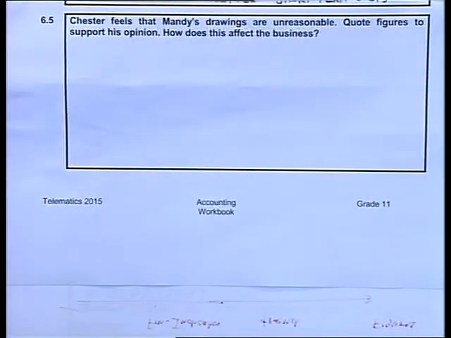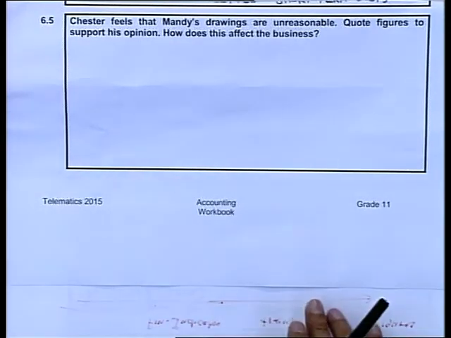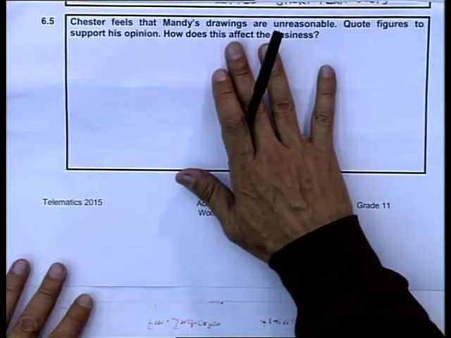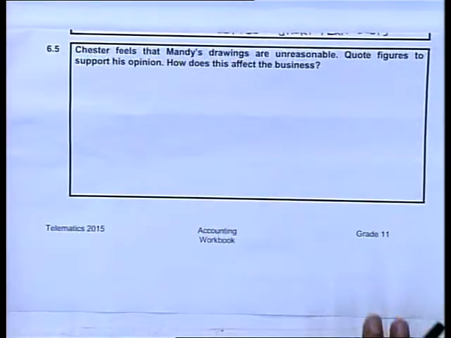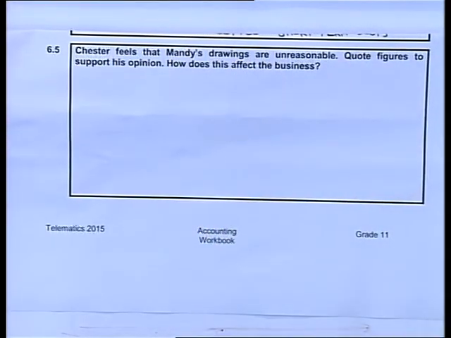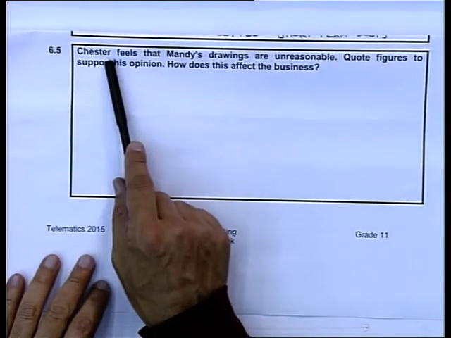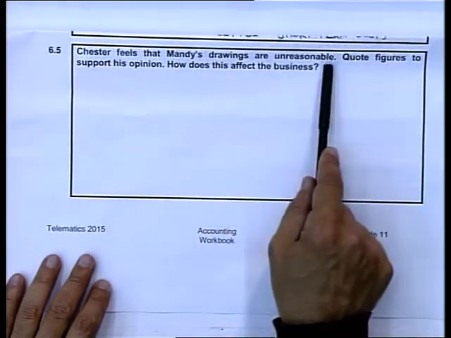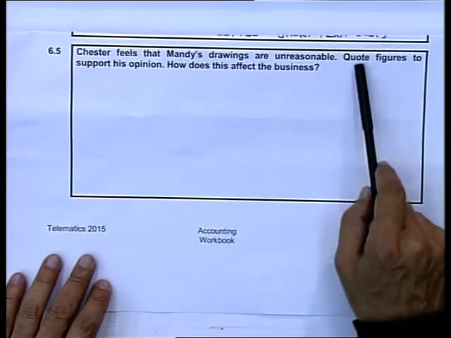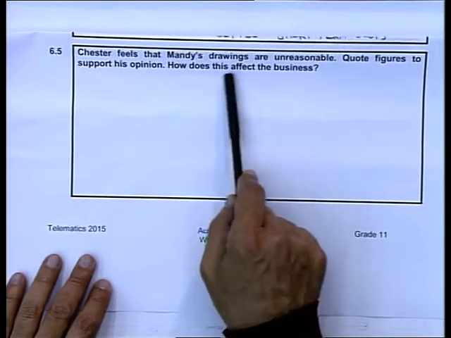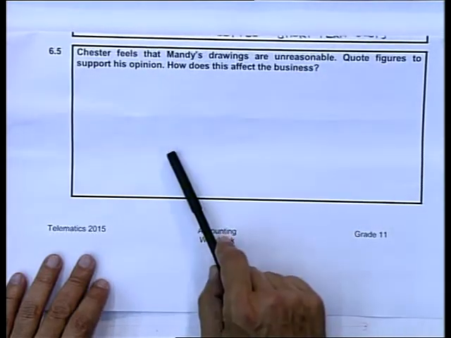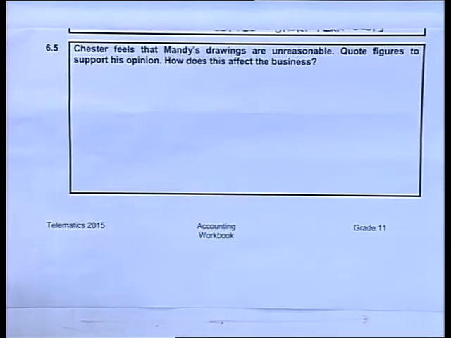Then it looks like there are two more questions that we should be able to answer, but that's not difficult. Let's just look at this one and make sure we understand. Then you should be able to answer the other two on your own. It says, Chester feels that Mandy's drawings are unreasonable. Quote figures to support his opinion. How does this affect the business? Now remember, there are two partners in this business. One is called Chester, the other one is called Mandy.